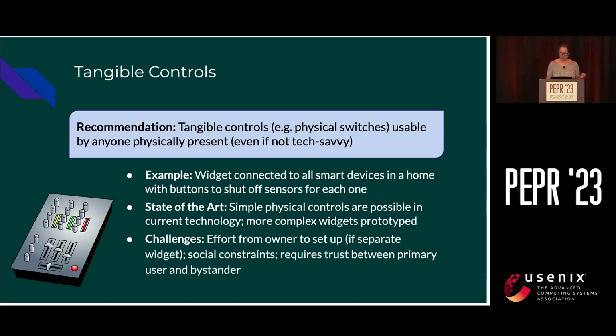Finally, there are recommendations for tangible physical controls that can be used by bystanders or anybody present. For example, a set of switches that could be used to shut off sensors on any smart device in a home. Simple physical controls like mute buttons are currently possible and sometimes implemented, although there is a tendency for smart home designers to prefer providing screen interfaces or apps instead of buttons, too old-fashioned. More complicated widgets have been prototyped, but to my knowledge, not implemented.